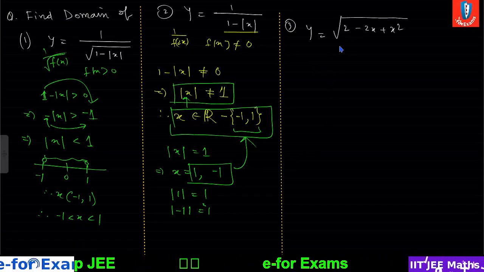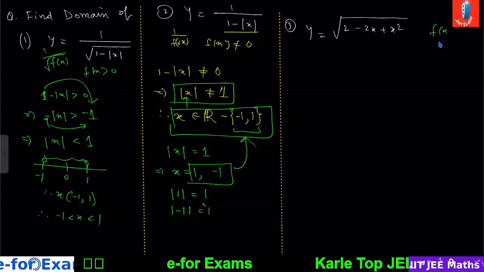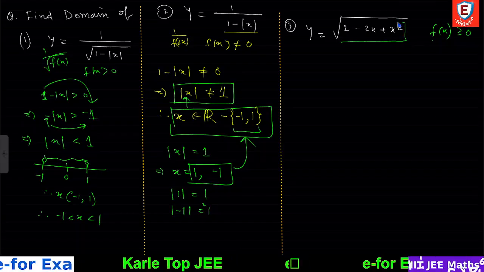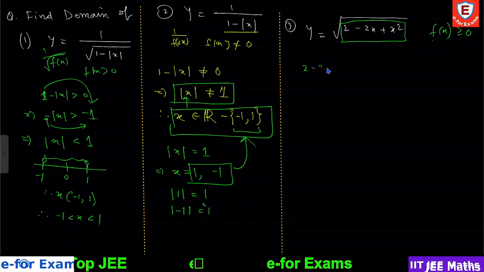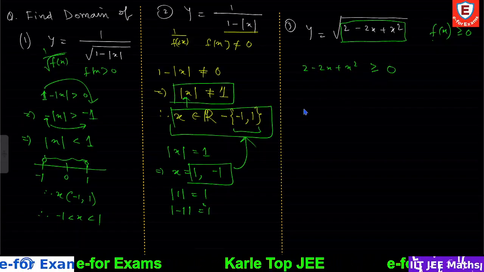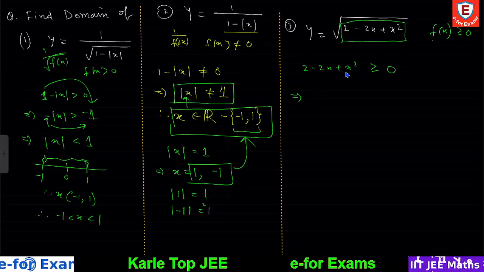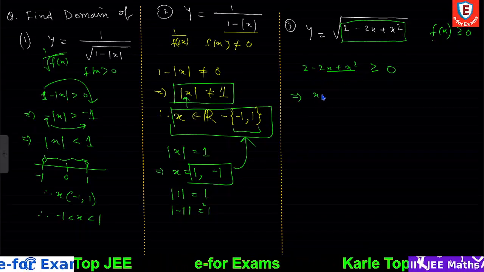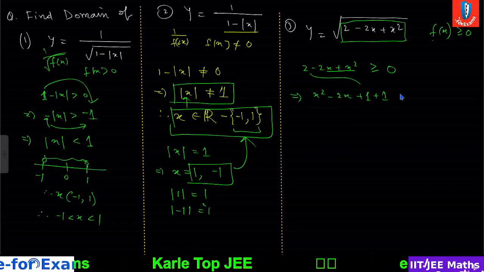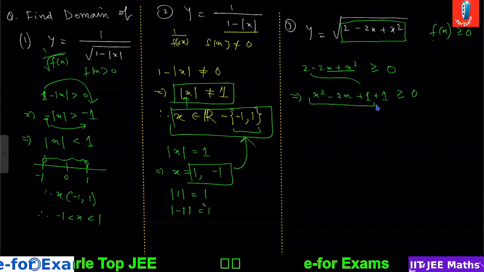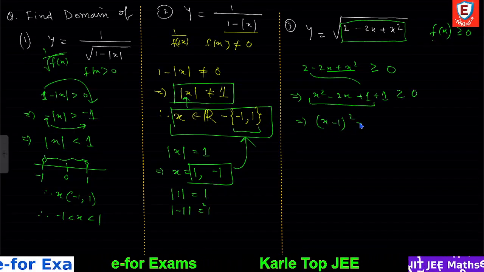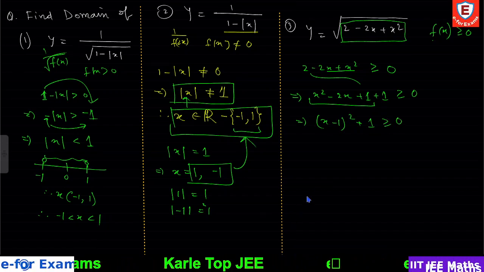Number 3, y equal to root over, this is f of x format. F of x should be greater than or equal to 0, that is non-negative. The inside should be non-negative. 2 minus 2x plus x square should be greater than or equal to 0. We can rewrite this as x square minus 2x plus, this 2 can be written as 1 plus 1, greater than or equal to 0. From here, you will get this formula: x minus 1 whole square plus 1 greater than or equal to 0.